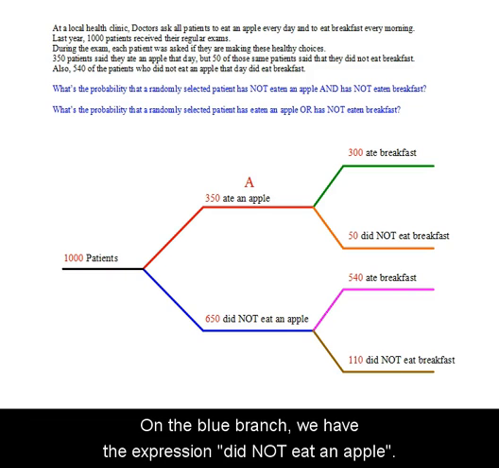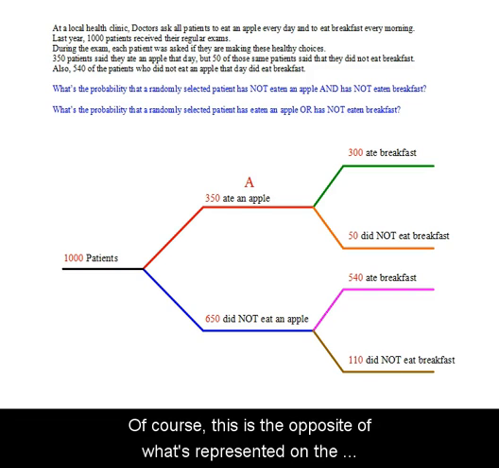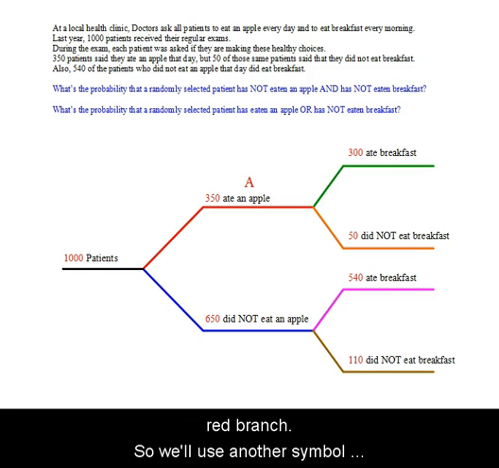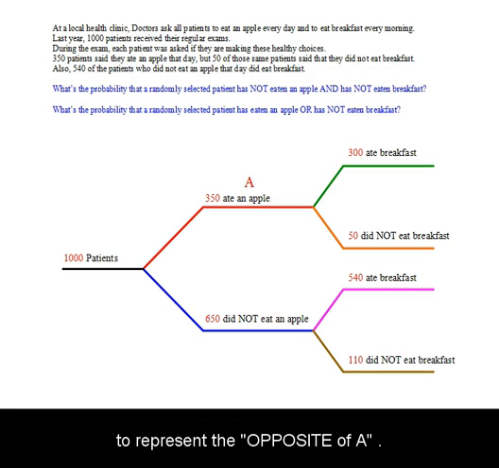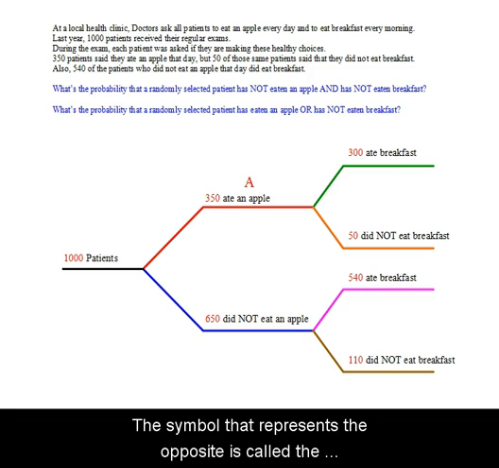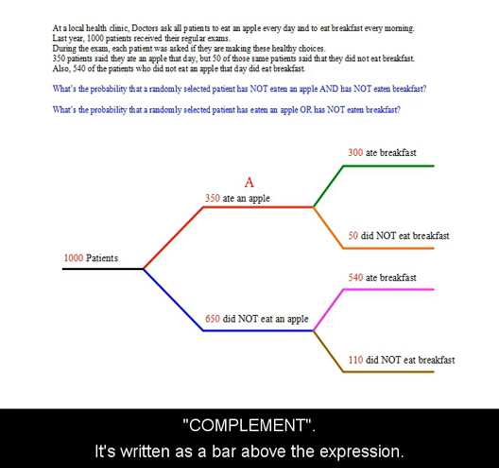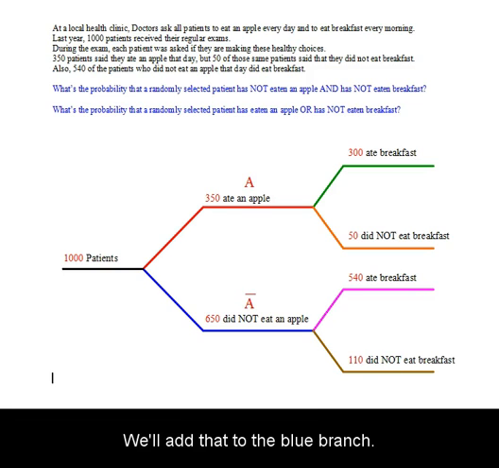On the blue branch, we have the expression, did not eat an apple. Of course, this is the opposite of what's represented on the red branch, so we'll use another symbol to represent the opposite of A. The symbol that represents the opposite is called the complement. It's written as a bar above the expression. We'll add that to the blue branch.